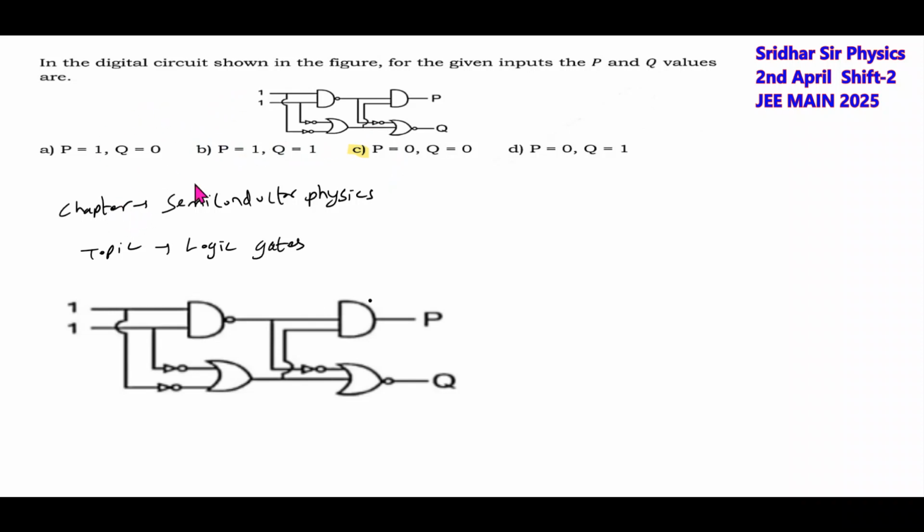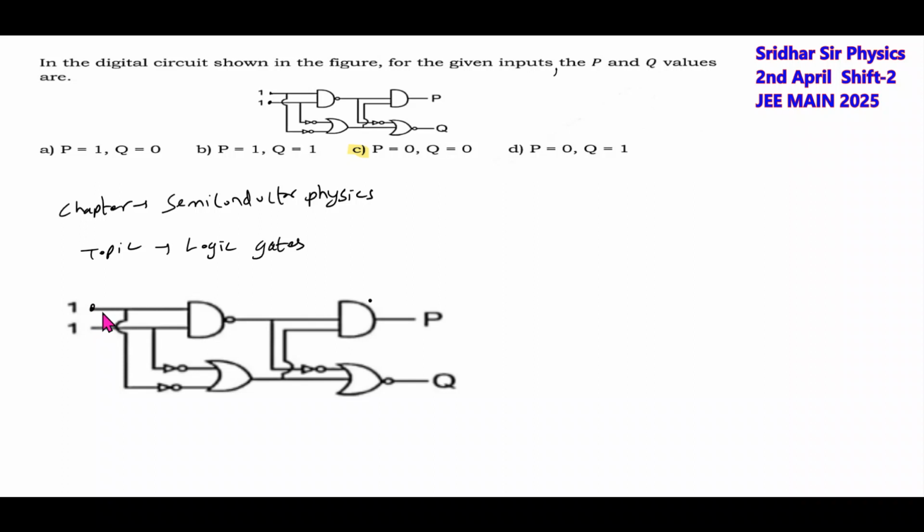Okay, this question belongs to the chapter Semiconductor Physics, and the topic is logic gates. In the digital circuit shown in the figure, for the given inputs, the P and Q values are asked. So what are the inputs here? 1 and 1. It's asking what is the possible output P and Q.